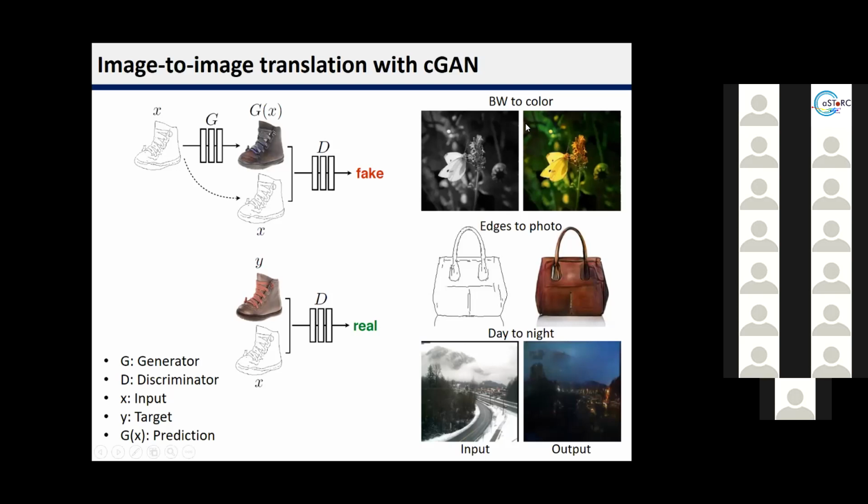The conditional GAN contains two different networks. The discriminator, which classifies samples as real or fake. By real, we mean the target images, and by fake, we mean the generated samples from the generator. And then we have the generator, which during the training learns to fool the discriminator. On the right, we can see some applications of the conditional GAN.